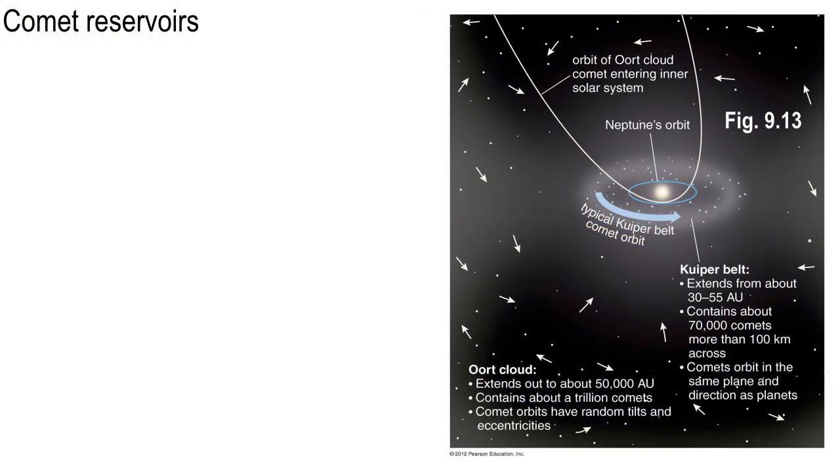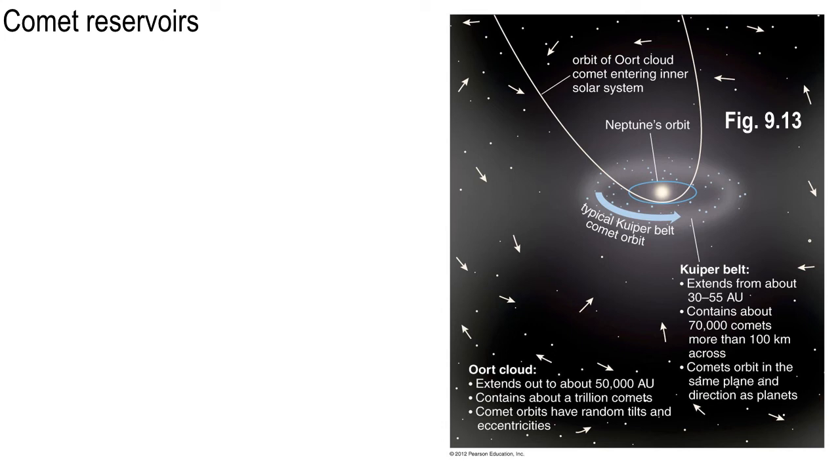So let's take a look at this image, 913. Oort Cloud, look at this, where's my cursor? Here we go. 50,000 astronomical units, about 1 trillion comets. And they have random tilts and eccentricities, so it's just like a mess out there. The Kuiper Belt, though, 30 to 55 astronomical units. And we think it's got about 70,000.